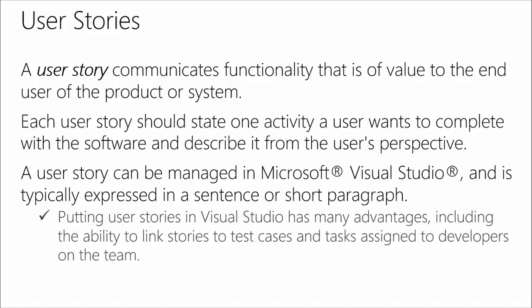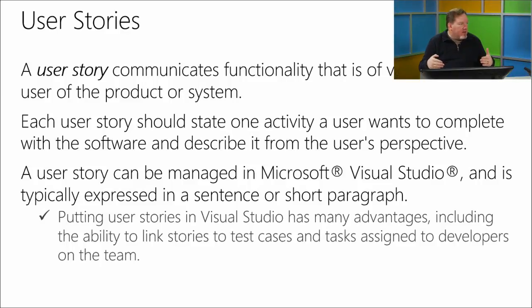Okay. So as we think about it, the user story is like that next tier down, being able to talk about the functionality of those different steps. Each user story should state only one activity a user wants to complete at a time in the software, and really describe that from a user's perspective.